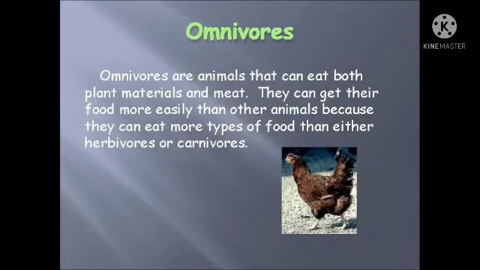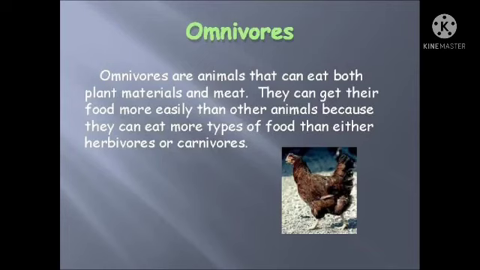Let's talk about omnivores. Children, animals that eat both plants and flesh of animals are called omnivores. Like us, how we divide vegetarian and non-vegetarian. Animals that eat both plants and flesh of animals are called omnivores. For example, dog, crow, cockroach and human beings.